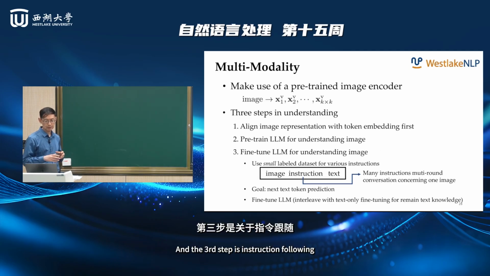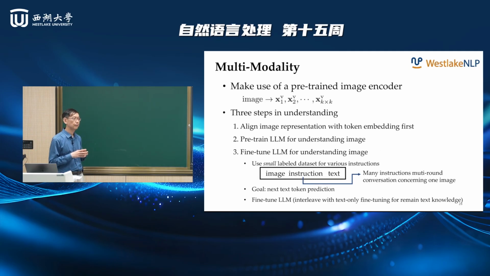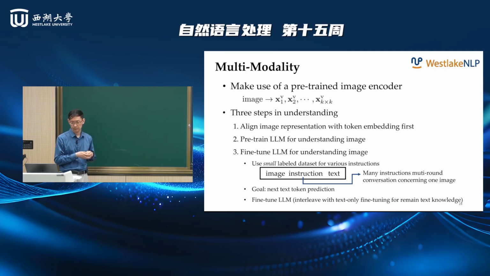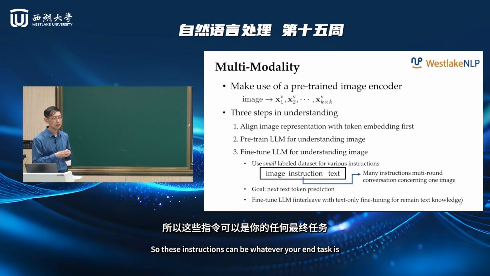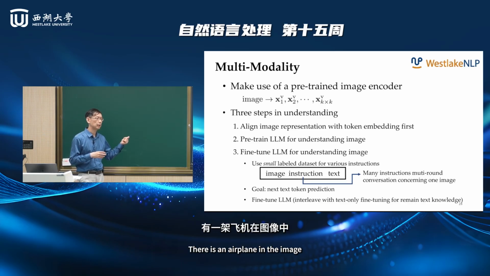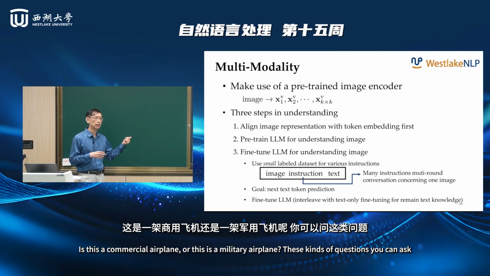And the third step is instruction following. Now you have a small amount of data. Okay, this is the image, and in the image, what is the elderly person doing? Or you can ask more questions. So these instructions can be whatever your end task is. For example, this is an image, there's an airplane in the image. Is this a commercial airplane or a military airplane? This kind of questions you can ask.